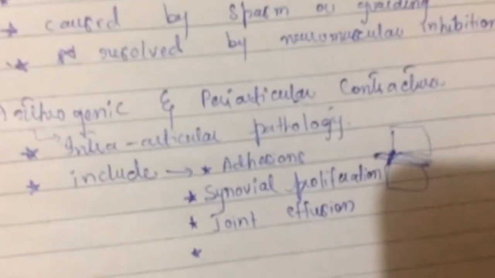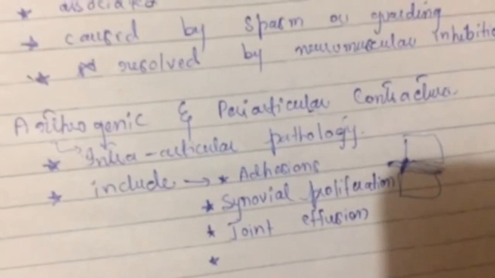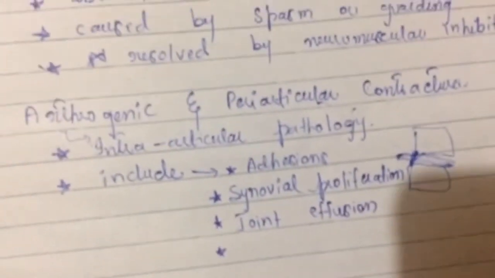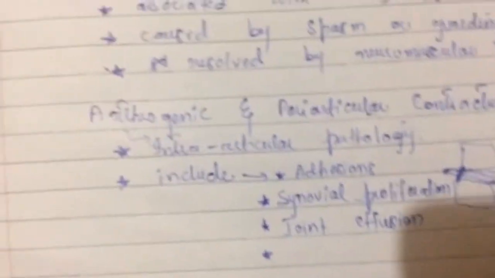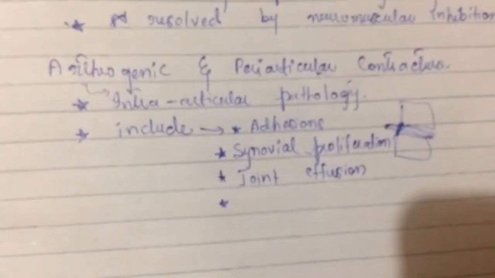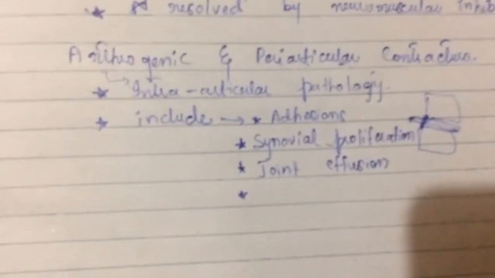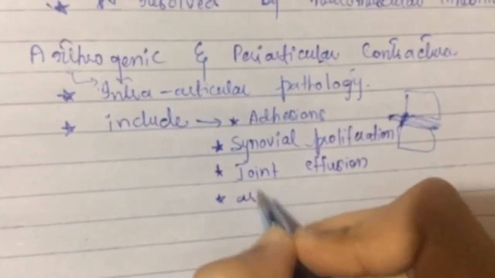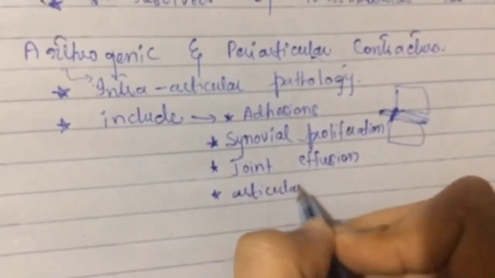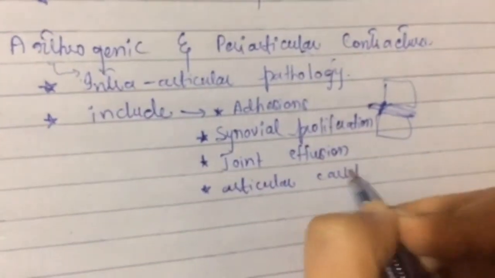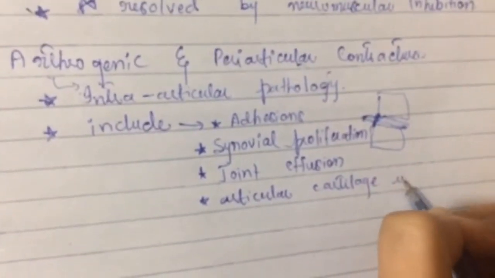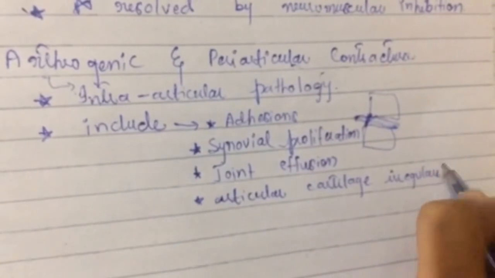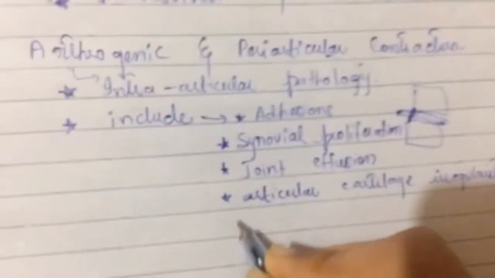Next is irregularities in articular cartilage. First we write them. Articular cartilage irregularities. This includes, basically, what we say in arthritis: the degeneration of this cartilage.